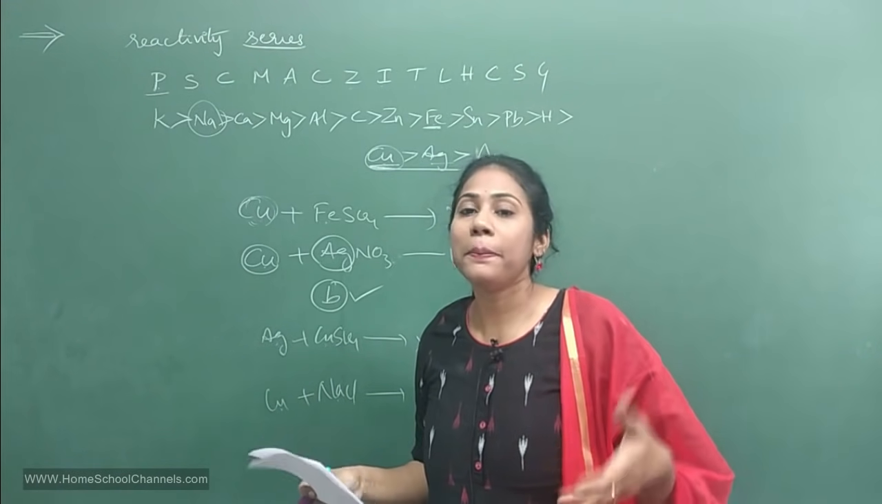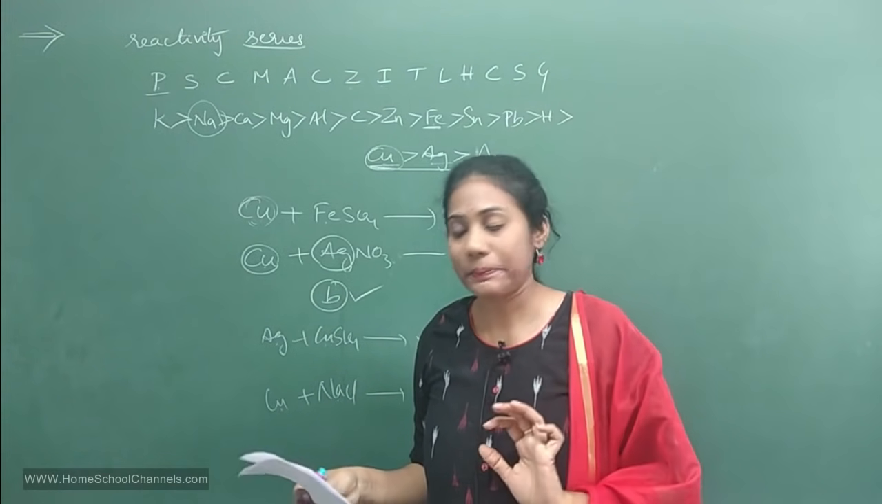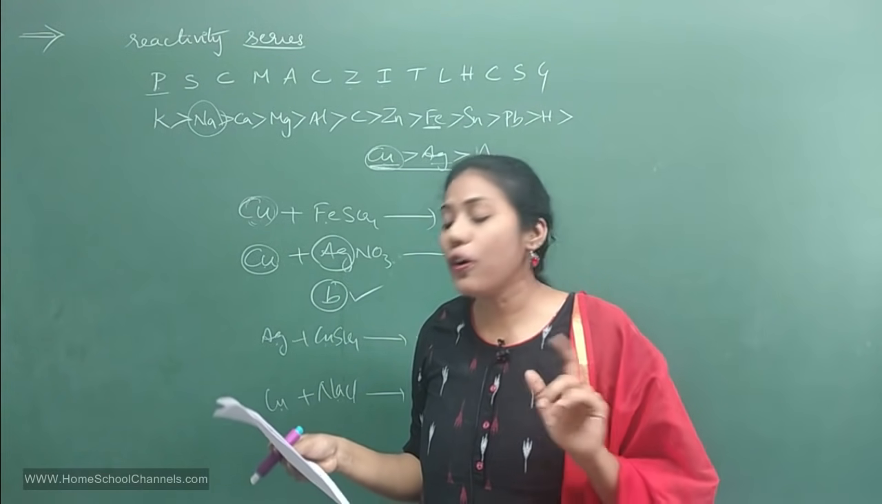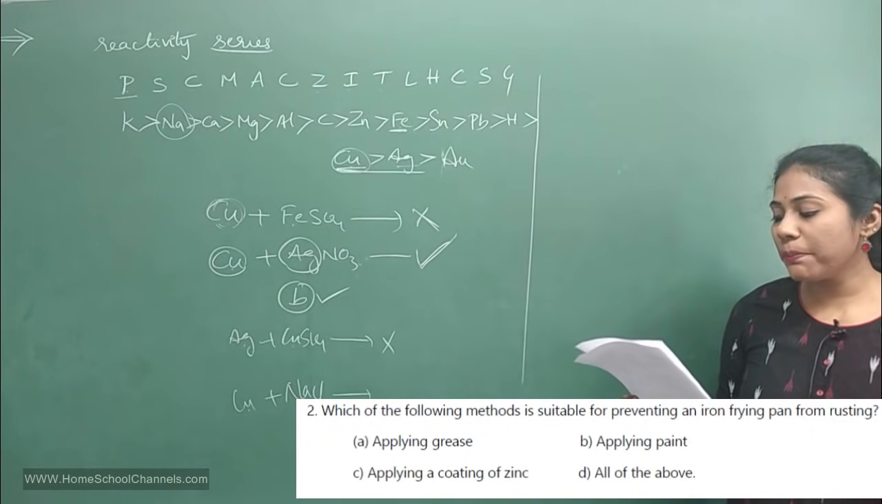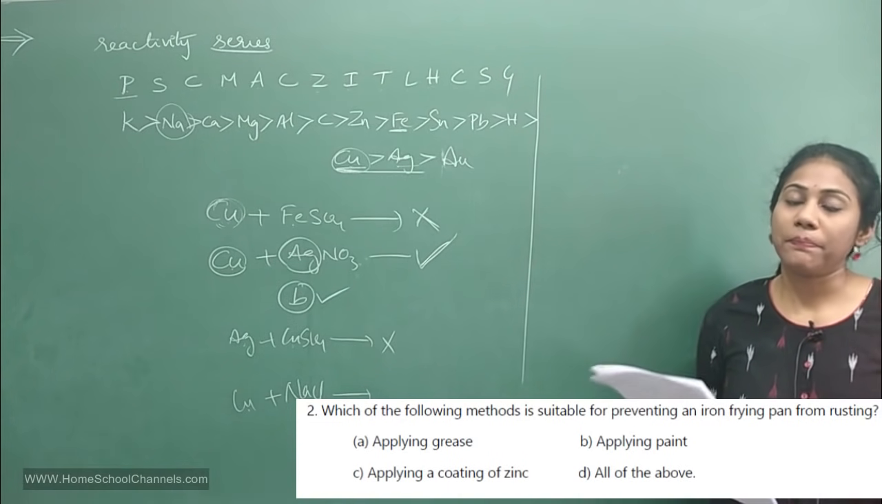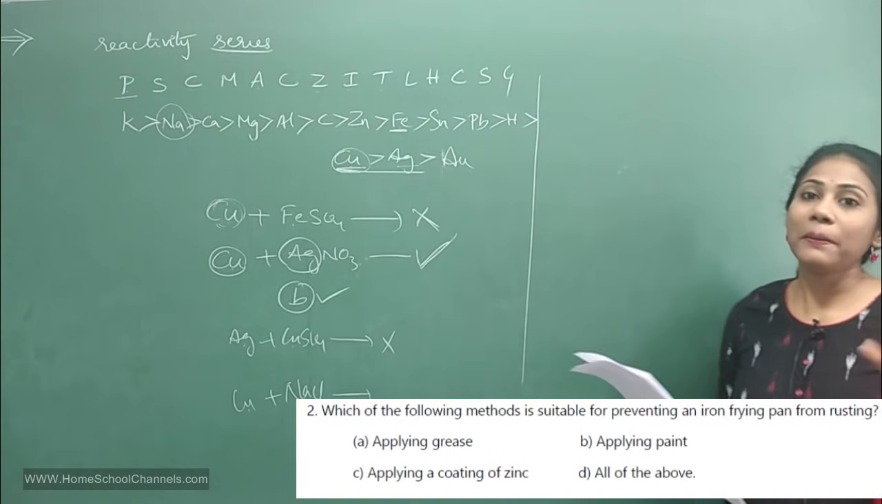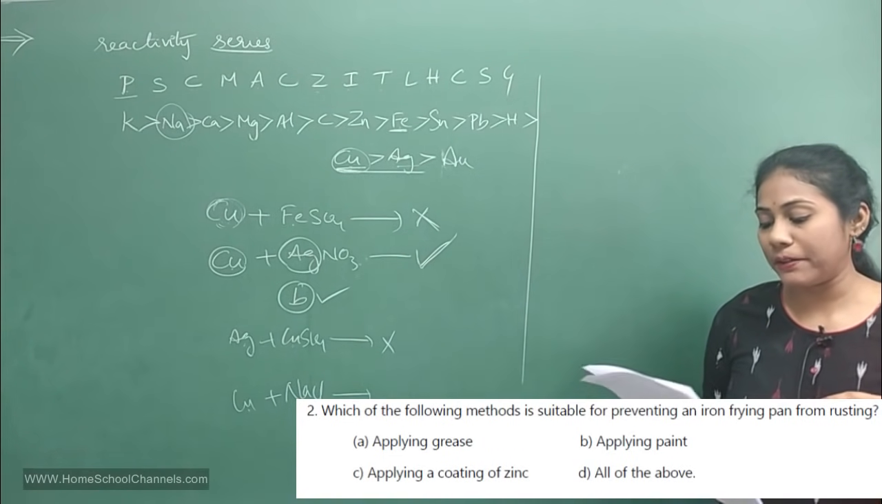When you know the concept, any question they ask, you will be able to answer it very easily. Okay, let us go for the second question. Which of the following methods is suitable for preventing an iron frying pan from rusting? You have an iron frying pan. If you want to prevent it from rusting, which is the suitable method?